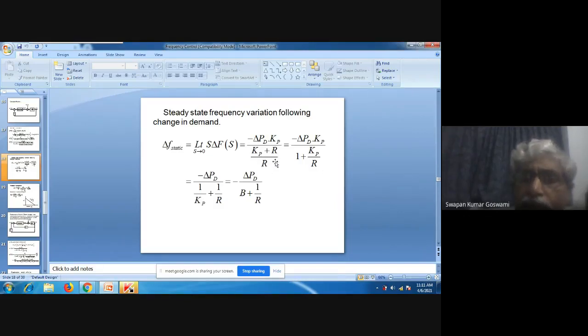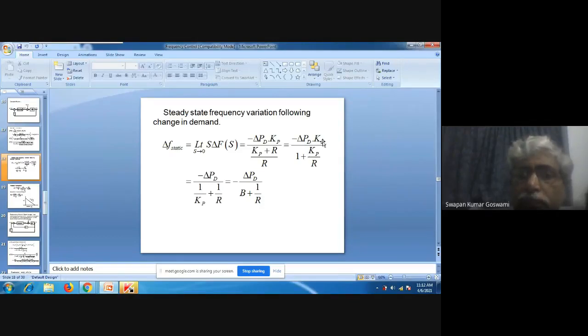That means you can rearrange it: 1 plus Kp by R, 1 plus Kp by R minus delta Pd into Kp. The delta Pd is the variation in demand, either increase or decrease. If delta Pd is positive, demand is increased. If delta Pd is negative, demand is reduced. Kp is obviously 1 upon B, as we have seen previously. So you can rearrange this expression in a different way. This will be equal to minus delta Pd by 1 by Kp plus 1 by R.